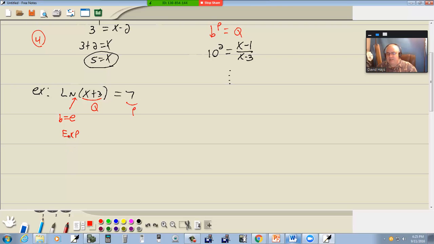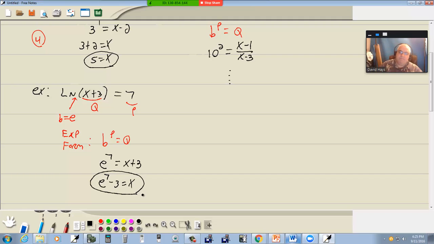Now it doesn't matter if it's natural log. All of our properties hold true. So our exponential form is b to the p is equal to q. B we said was e, p is 7, and q is x plus 3. Then I'll take the 3 over, and we get x is equal to e to the 7th minus 3.